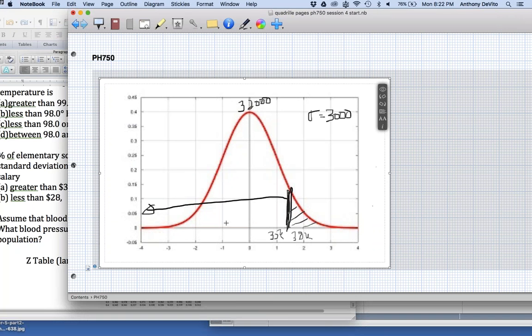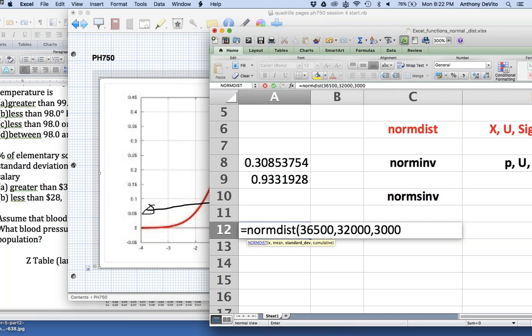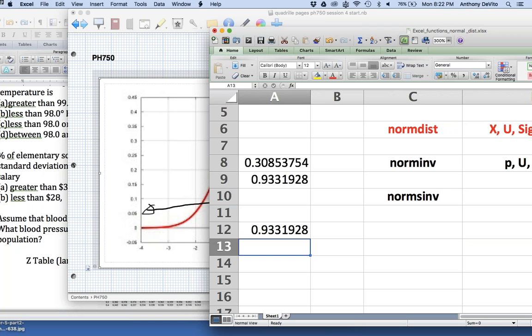Now, I'm going to do it two ways. First, I'm going to do it with Excel. Equals NORM.DIST, parentheses, the number I'm interested in, 36,500, and the mean was 32,000, and the standard deviation was 3,000, and true. Again, we got the same number there, because it's 1.5 standard deviations.